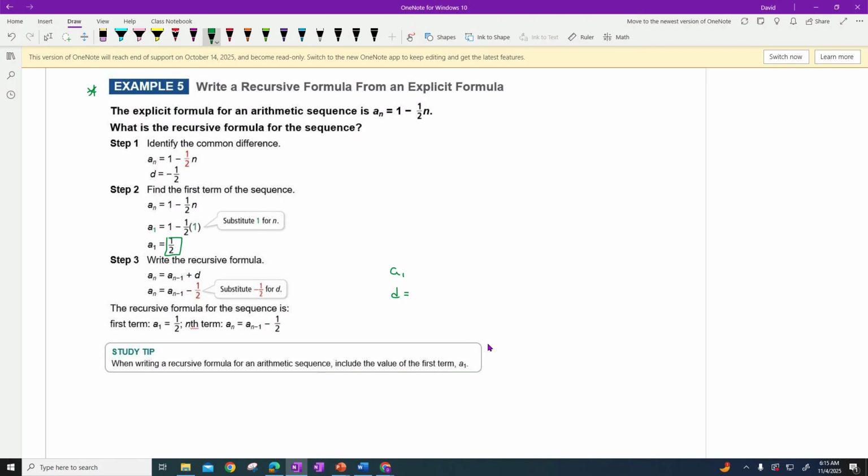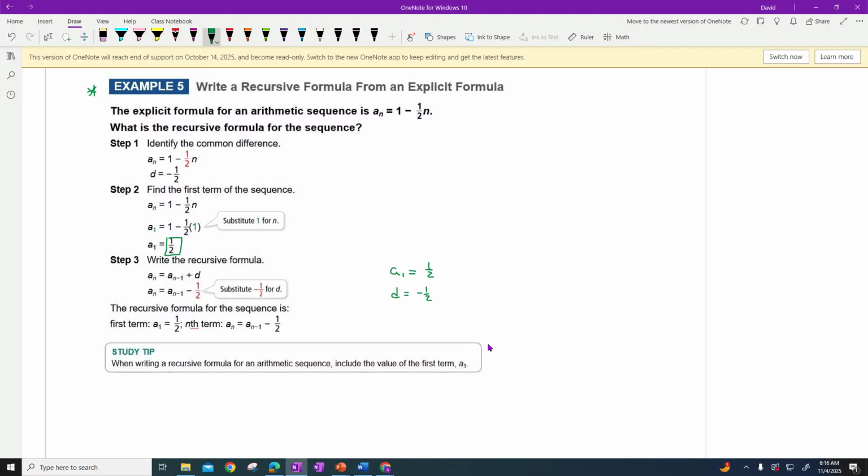Oh, they said the explicit formula for the arithmetic sequence is this. Interesting. What's a recursive formula for this sequence? Okay, well, I still need these two things: what my a sub 1 is and what my d is on either one. So my first number is a half, a sub 1, and it looks like my d is right there. It's a negative 1/2.